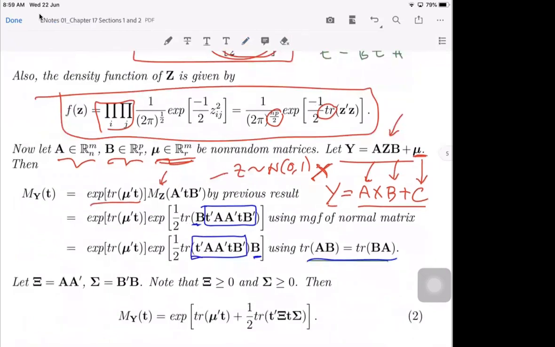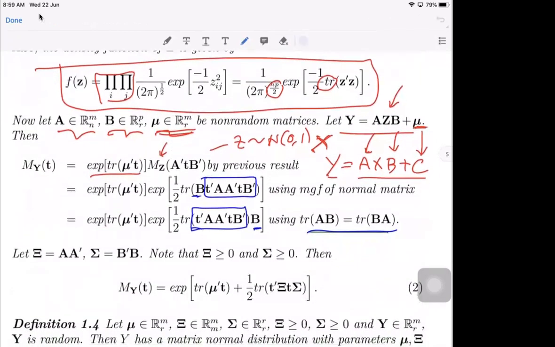And then if you recall, in the univariate case, only sigma came out, wherein we let it be A prime A, in our notation for the univariate case. But this time we will have an additional parameter, psi. So we will denote this by psi.